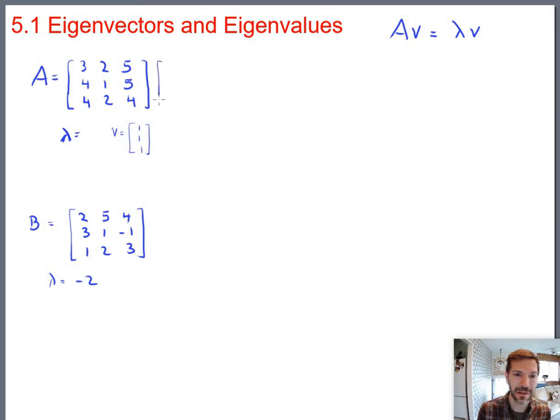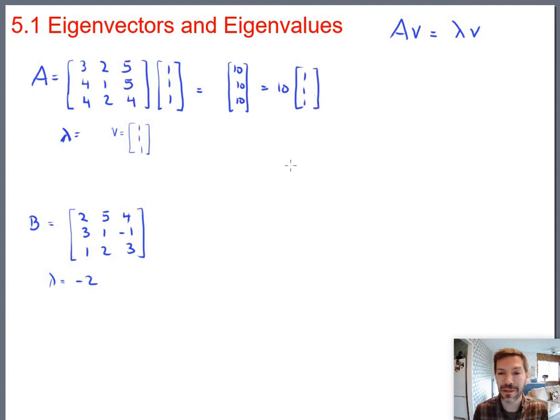So there's A, there's V, and we'll see what we get coming out. So 1, 1, 1 just means 1 of the first column plus 1 of the second column plus 1 of the third column, so that's easy enough to add up. So that would be 10, 10, 10. And to be a little more explicit, that would be 10 times 1, 1, 1.